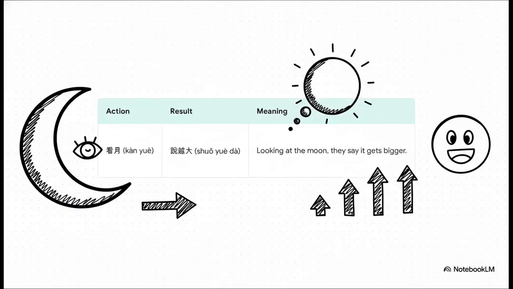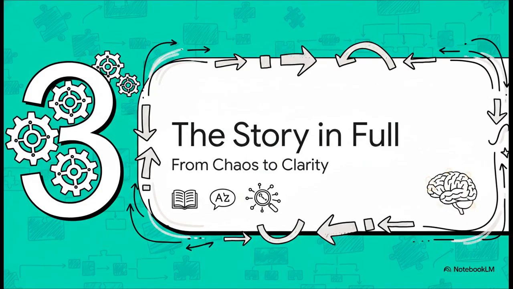Let's put these actions together now. We start with 看月, that's looking at the moon. And the result? 说月大. Literally, it's say moon big. But what it really shows is cause and effect. Looking at the moon, they say it gets bigger. See how the action leads to a reaction? It's pretty cool. And that's actually it.